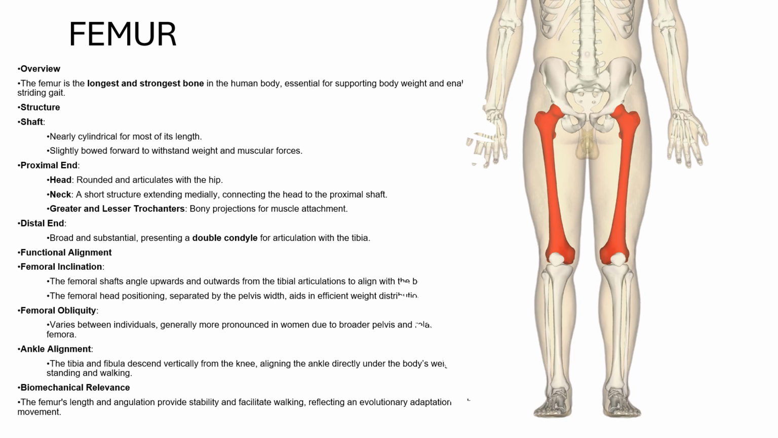There is also an ankle alignment. The tibia and fibula descend vertically from the knee, aligning the ankle directly under the body weight while standing and walking. There is also biomechanical relevance. The femur length and angulation provide stability and facilitate walking, reflecting an evolutionary adaptation for movement.